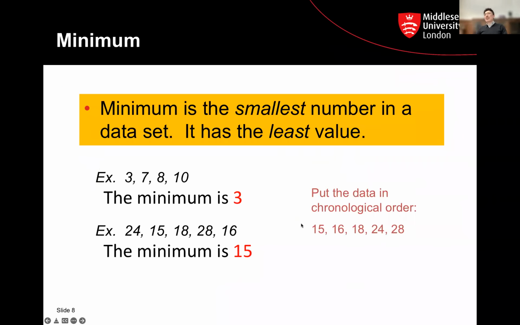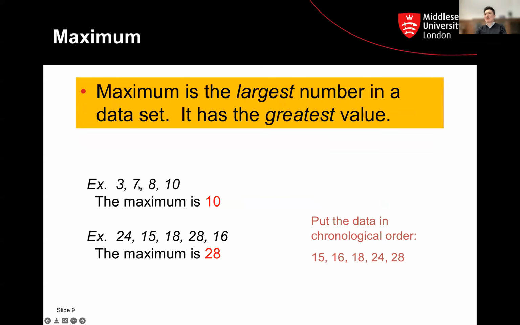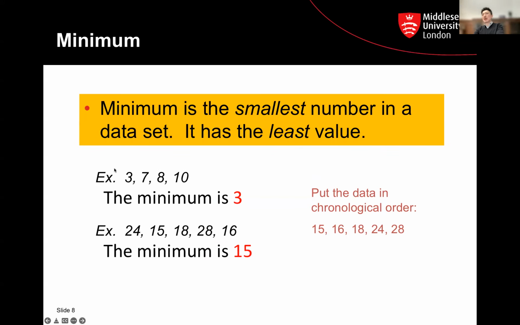Okay, so we're still going through the relatively easier measurements or statistics. I think this one most of you would know: the minimum, that's the smallest number. If this is our data collection, 3, 7, 8, 10, the smallest number is 3. This is quite easy, especially if you sorted the collection of numbers.